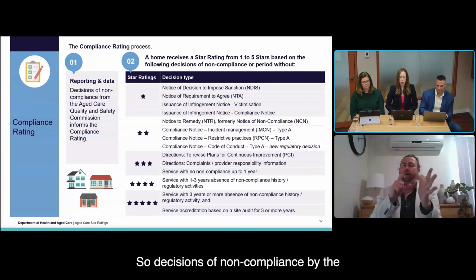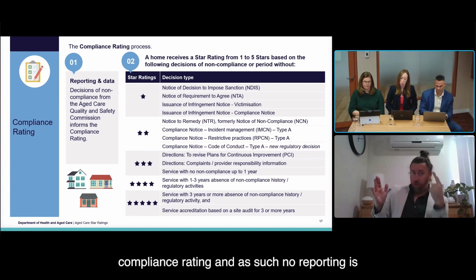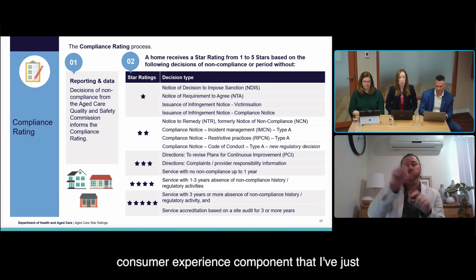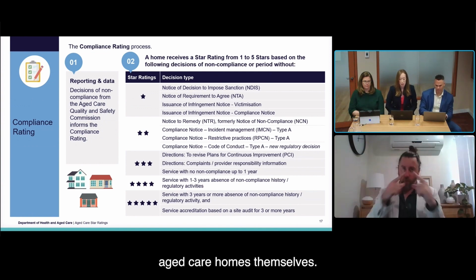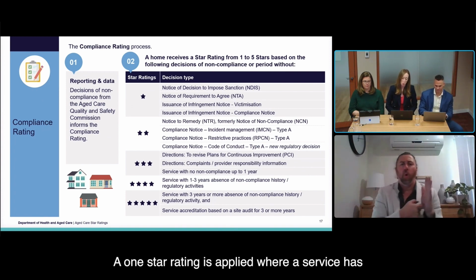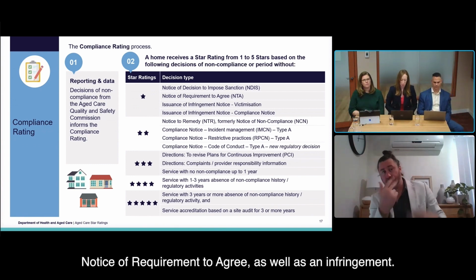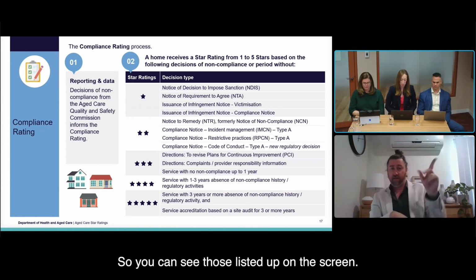So decisions of non-compliance by the Aged Care Quality and Safety Commission informs the compliance rating. And as such, no reporting is required by the aged care home, the same as the consumer experience component that I've just spoken through, which also is not reported by aged care homes themselves. A home receives a star rating of 1 through to 5 stars based on decisions of non-compliance or a period without. A 1-star rating is applied where a service has an active sanction, a notice to agree, or a notice of requirement to agree, as well as an infringement. So you can see those listed up on the screen.